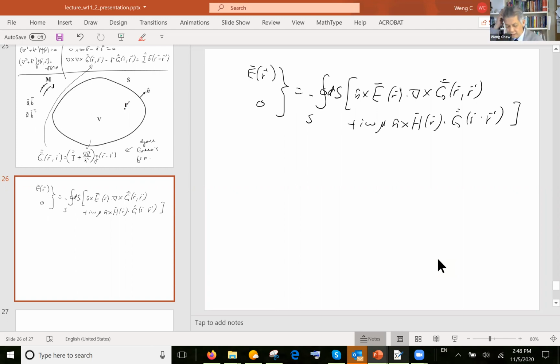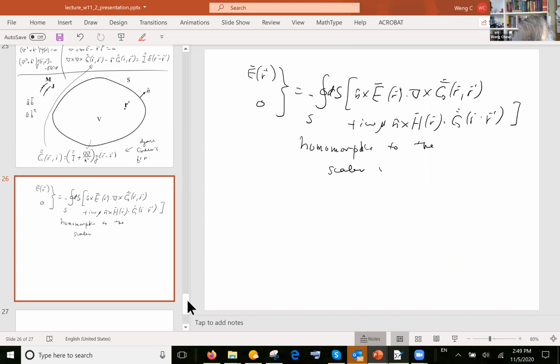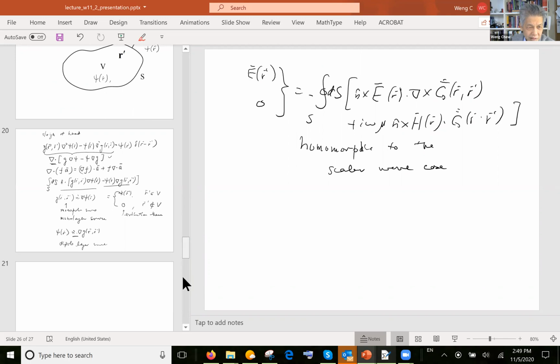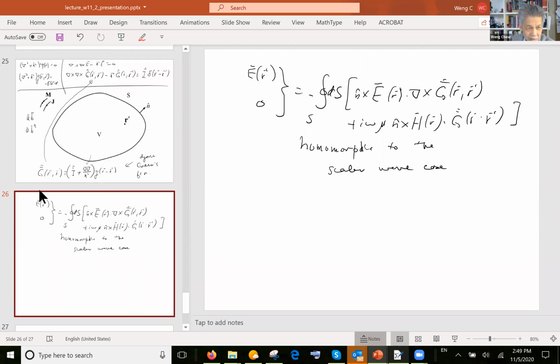So this is the dyadic Green's function case, and this is the electromagnetic case. But actually, it is homomorphic to the scalar case, which means that whatever you see in the scalar wave case, you also see in the vector case. If you look at the scalar wave case, you see something like this. There are two scenarios on the right-hand side. You have this thing over here, but the expressions are a lot more complicated because you have to deal with vectors and dyads. And you can also have the extinction theorem. And this part is just the extinction theorem.